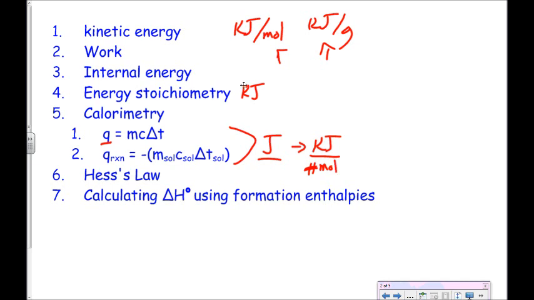And if they're asking for kilojoules per gram, same thing. First, you have to change your joules to kilojoules, and then find out the mass of the substance that was involved in the reaction and just put that on the bottom. That will give you kilojoules per gram. So pay attention to what type of unit they want in a number of these energy type problems.